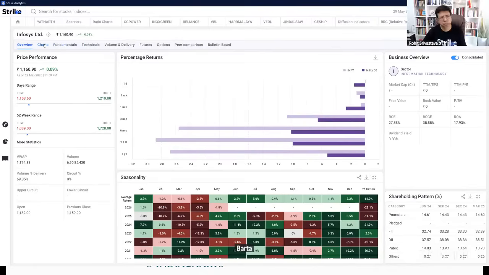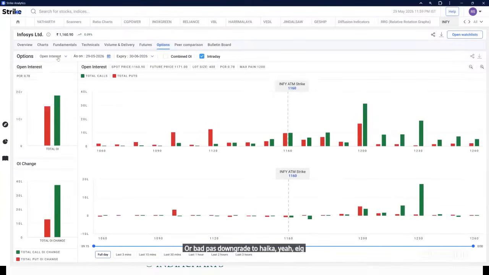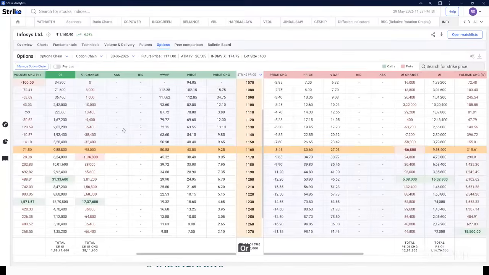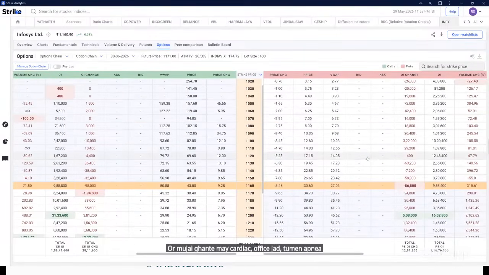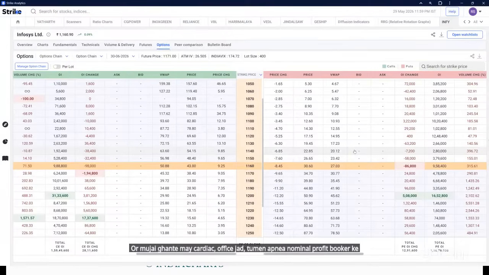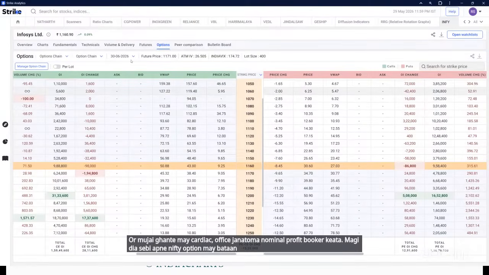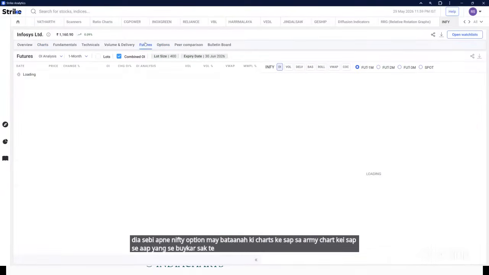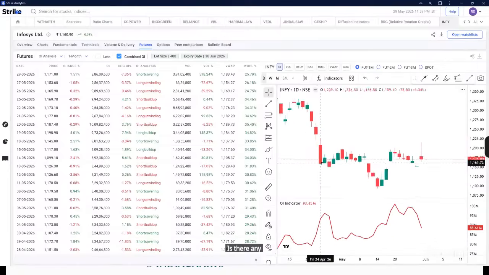नहीं है, और बढ़ेगा तो 1-2% वापस डाउनग्रेड तो आएगा ही आएगा। तो मैंने सबसे पुट ले लिया था, और मैंने 1 घंटे में जल्दी काट दिया था क्योंकि मुझे ऑफिस जाना था, तो मैंने अपना नॉमिनल प्रॉफिट बुक कर दिया था। मगर जैसे आपने निफ्टी ऑप्शन में बताया था ना कि चार्ट के हिसाब से, आरएमआई चार्ट के हिसाब से आप यहाँ से बाय कर सकते हो, 1 हफ्ते का ले सकते हो, 1 महीने का ले सकते हो। इज देयर एनी ऑप्शन फॉर पर्टिकुलर स्टॉक्स?